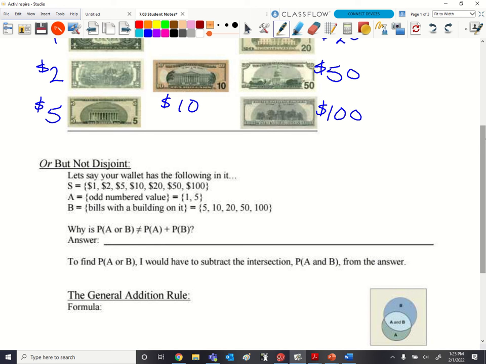The set. There is a $3 bill. Is that part of my set? No, that's not in my set. I'm only using this right here. There is a $1 million bill. Also not in the set.